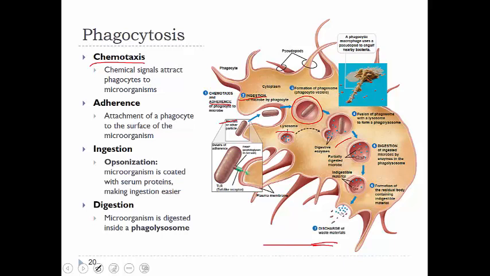I'll mention that again. So again, we have chemotaxis, which is going to attract phagocytotic cells. We have the adherence, where it actually grabs a hold of the microbe. We have the ingestion of that foreign object. Opsonization is something I'm going to mention a little later, and that's where a microbe is actually targeted. The microbe is coated with proteins that make it easier for the macrophage to grab a hold of it. Finally, that foreign invader is going to be digested into small pieces so it no longer can cause harm.